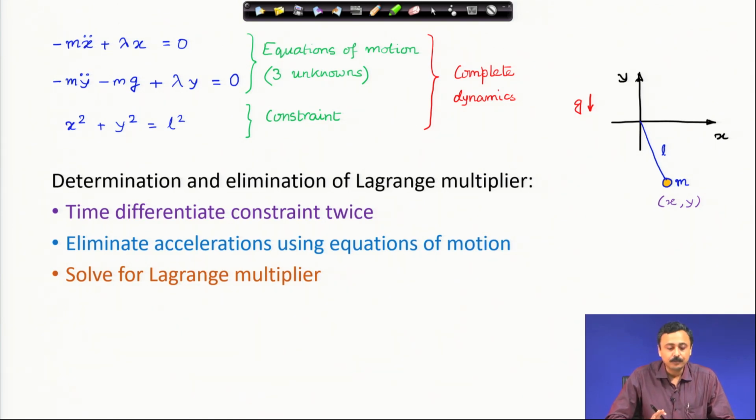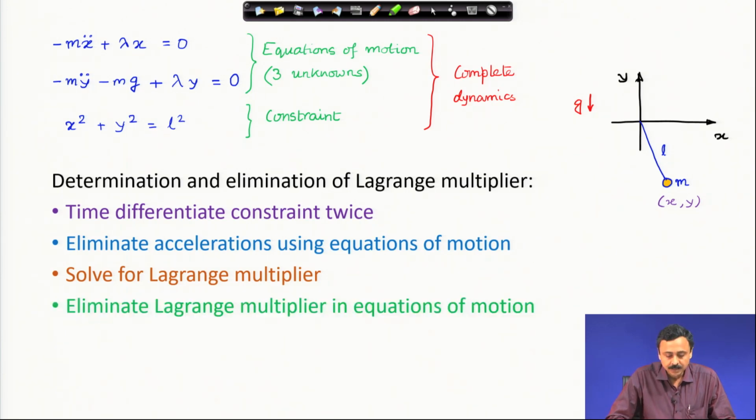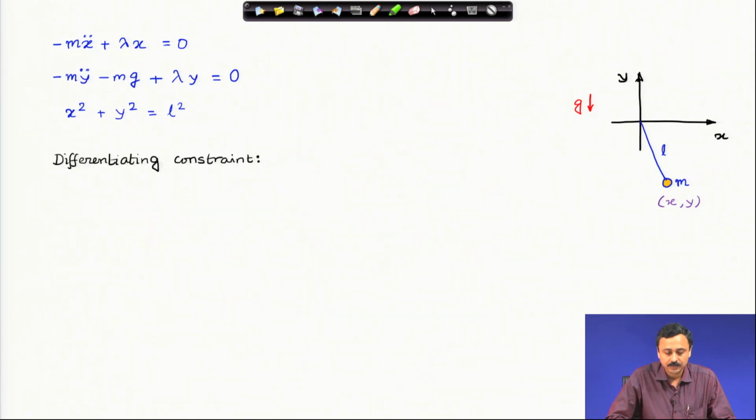Because we have differentiated the constraint two times, we have got up to accelerations, which we have eliminated using the differential equations of motion. Therefore, our Lagrange multiplier will be a function of displacements and velocities. Accelerations have been eliminated, and once I solve for the Lagrange multiplier, I will substitute it in the equations of motion, and this is what I am going to now show you.